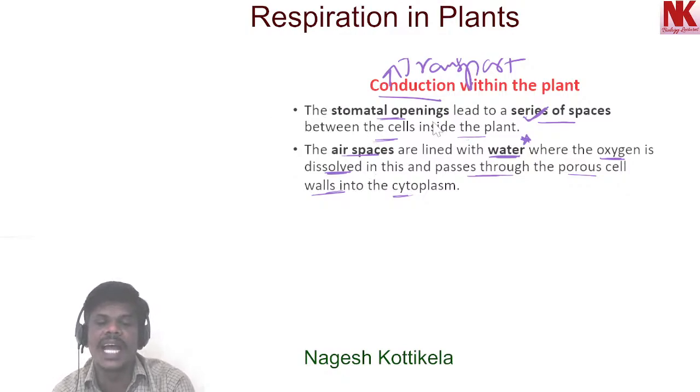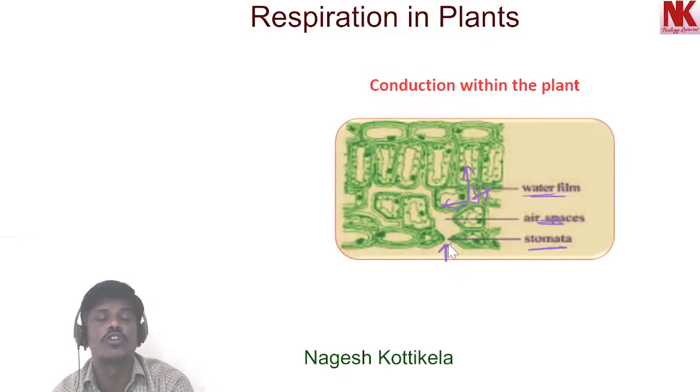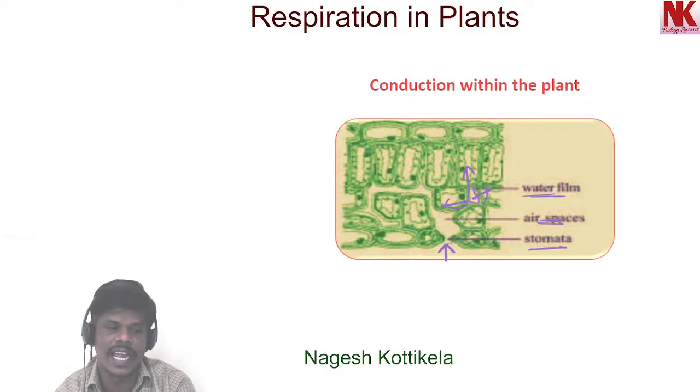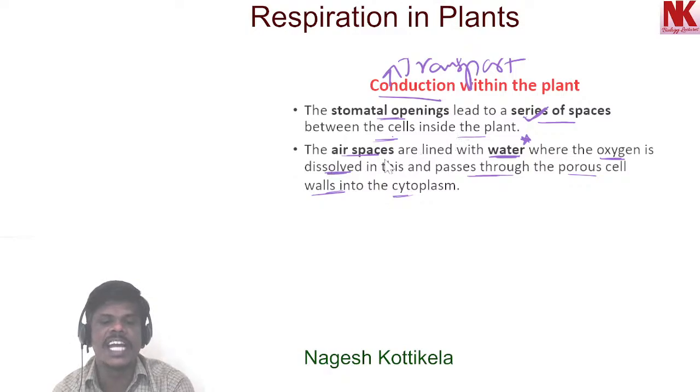The stomatal openings lead to a series of spaces between the cells inside the plant. You can see here this is a stomatal opening. It is leading to a series of air spaces between the cells in the plant. After that the air spaces are lined with water where the oxygen is dissolved and passes through the porous cell walls into the cytoplasm.